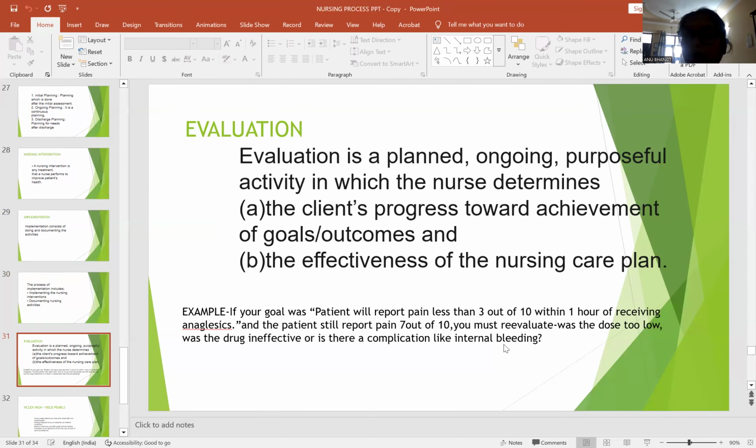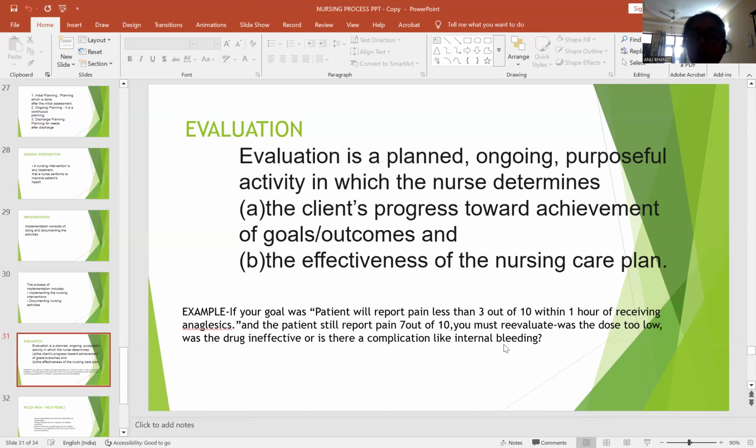Evaluation is a planned, ongoing, purposeful activity in which the nurse determines whether we can achieve the goal or not. It is the effectiveness of the nursing care plan. What we do in evaluation is check whether the nursing care we give is effective or not. We have to reevaluate that.